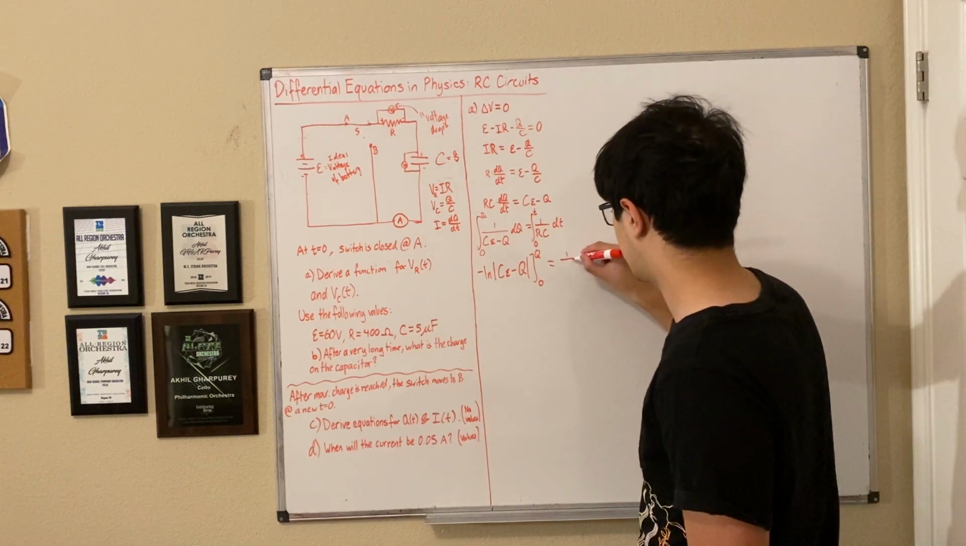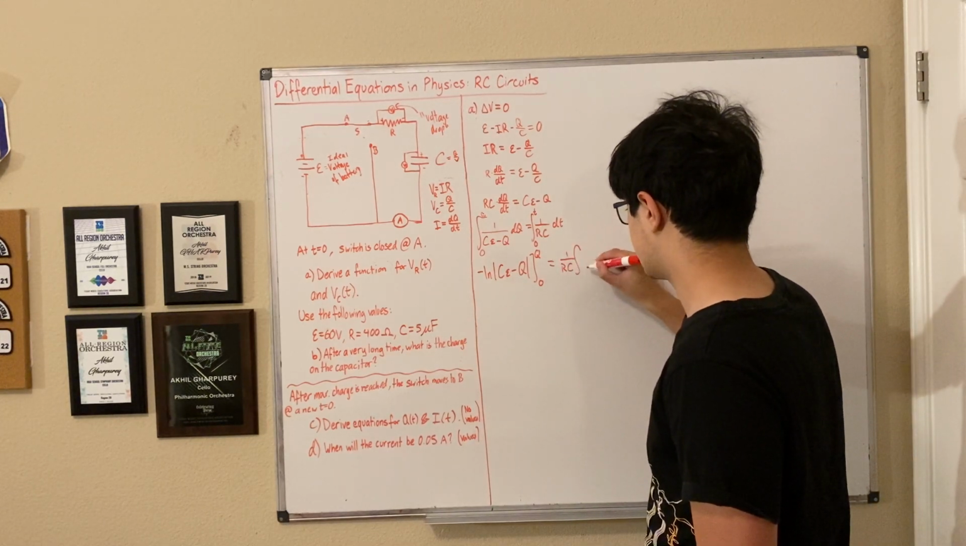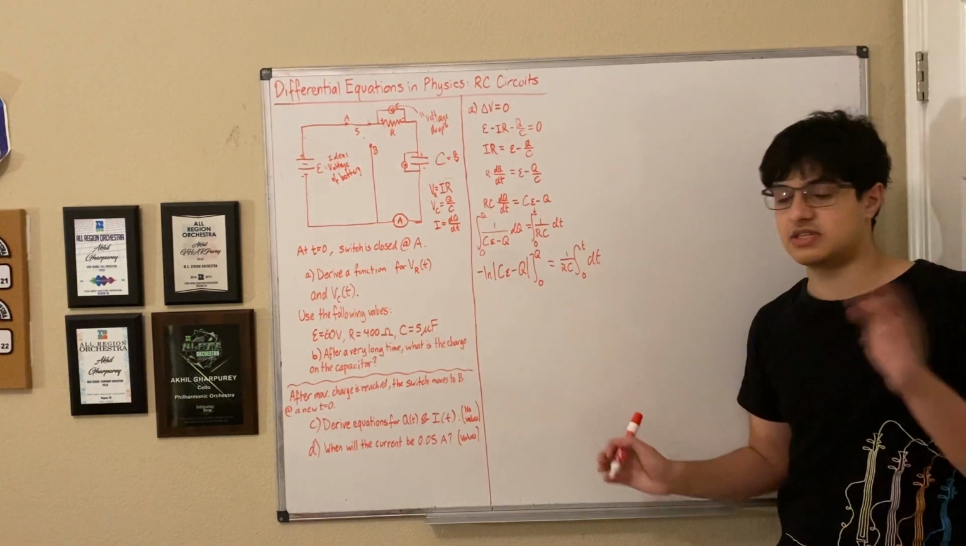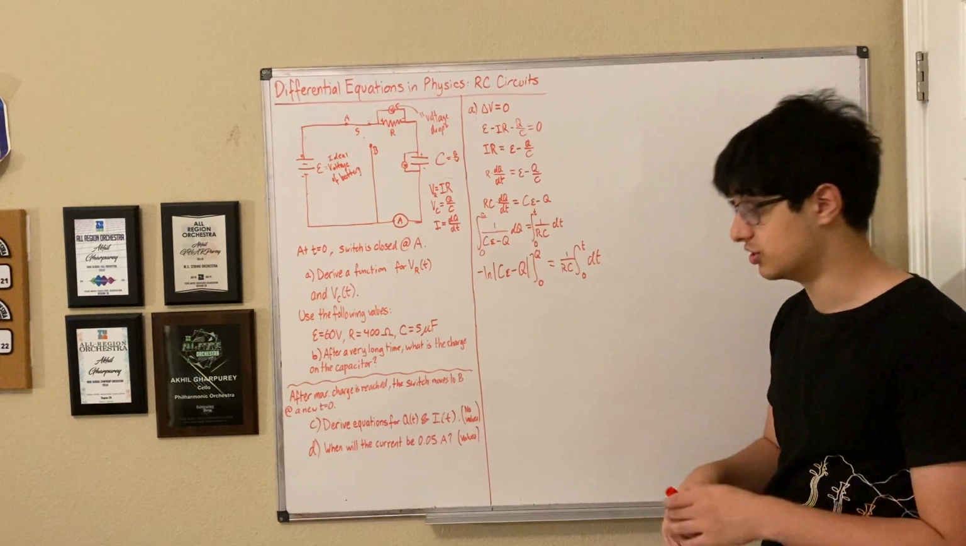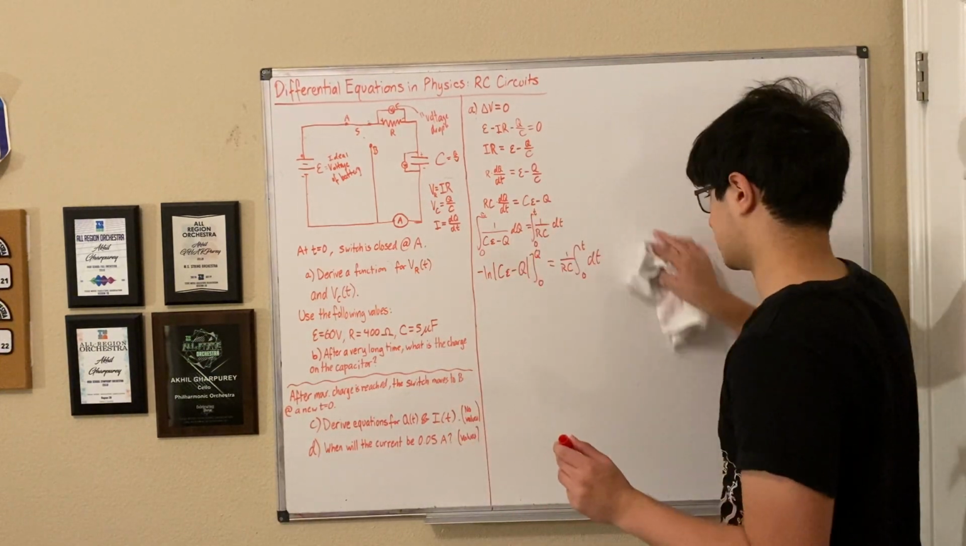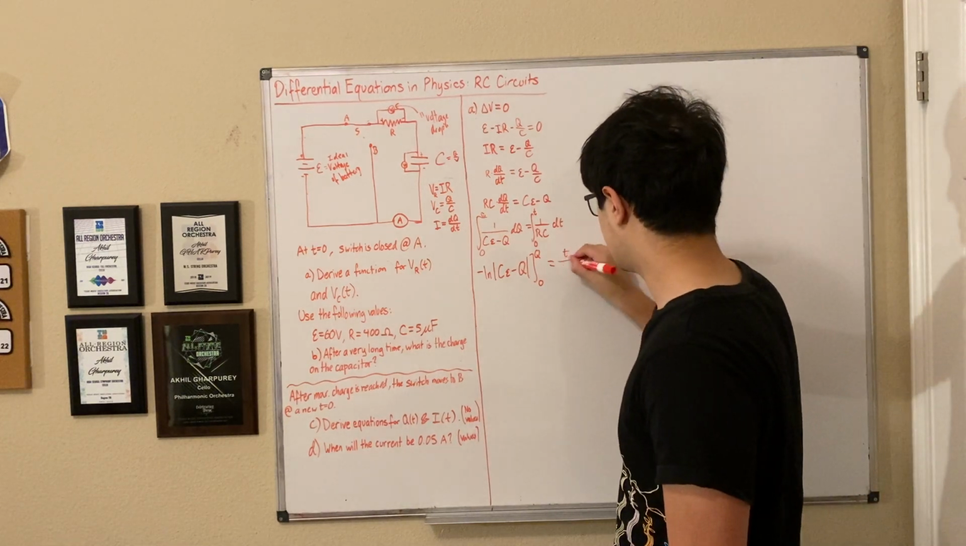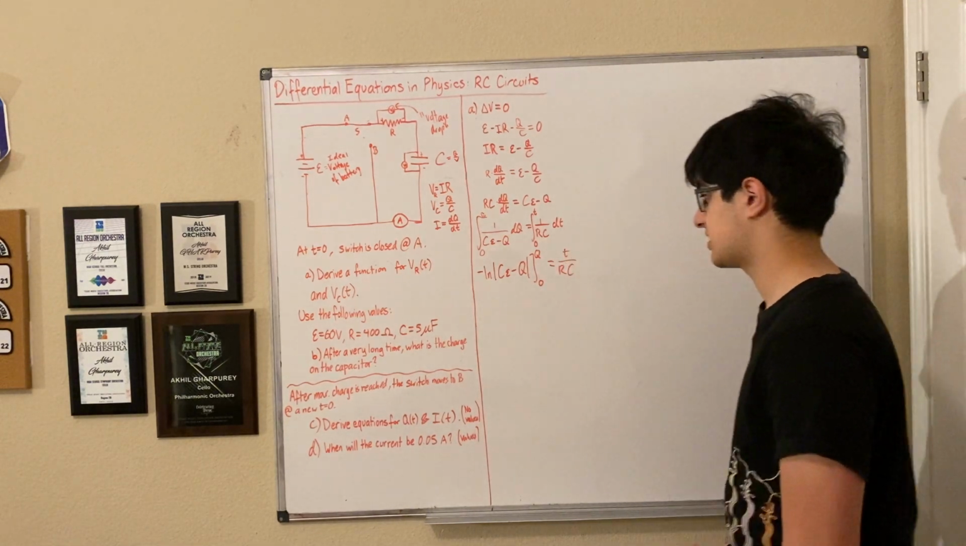it's really just going to be 1 over rc times the integral from 0 to t of dt. Integral from 0 to t of dt, that's a really easy integral to take. It's literally just t. So it's going to be t over rc, just like that.